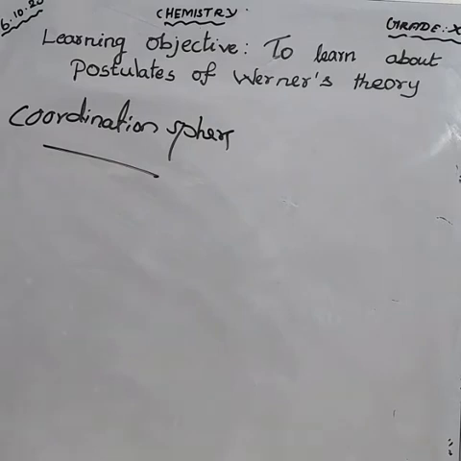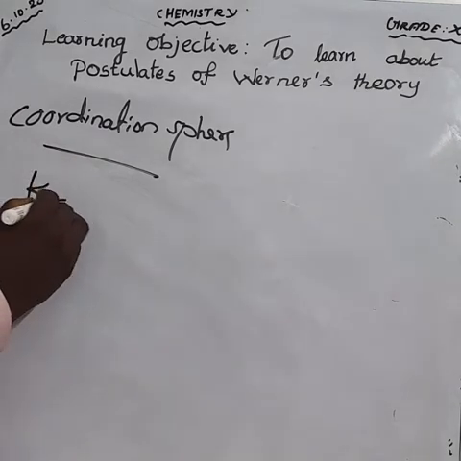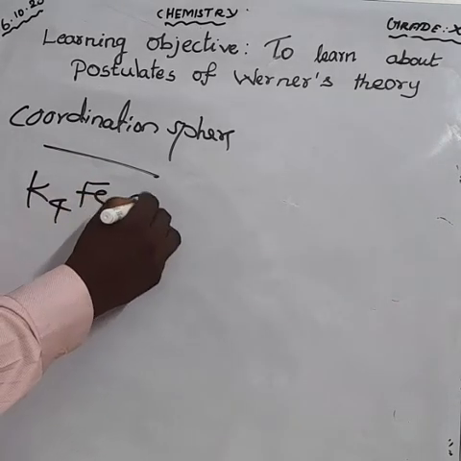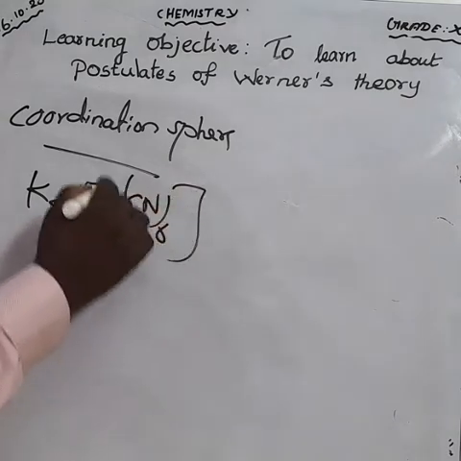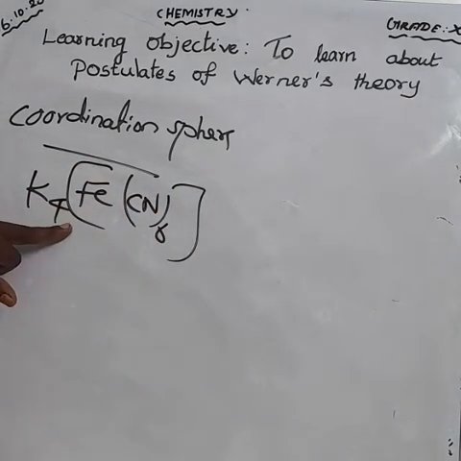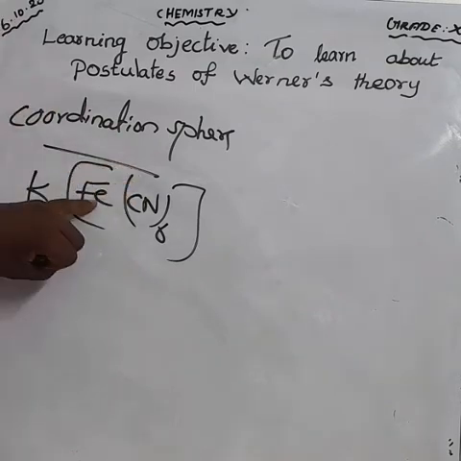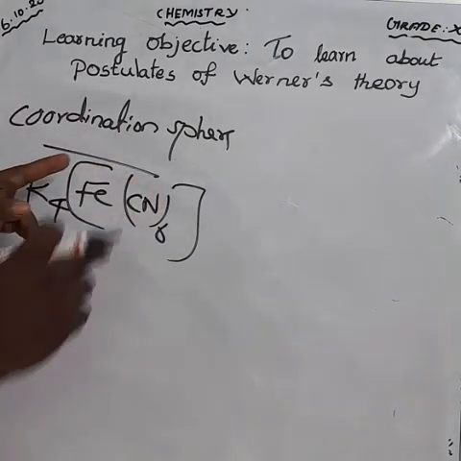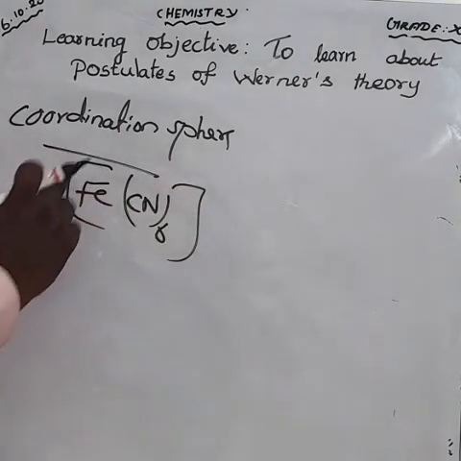Okay, first we will learn about the coordination sphere. Here, the complex ion of the coordination compound contains the central metal atom. For example, K4[Fe(CN)6] is one of the complexes. The central metal atom or ion with the ligands attached to it is collectively called the coordination sphere.